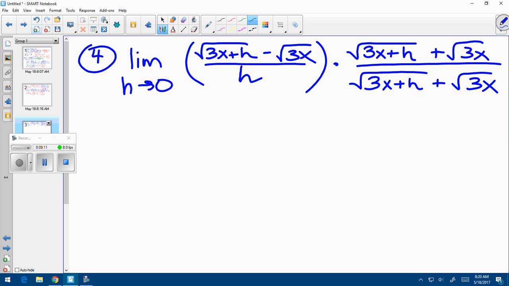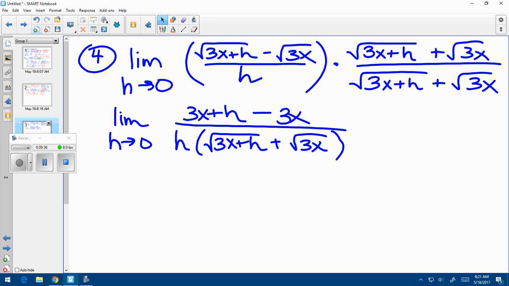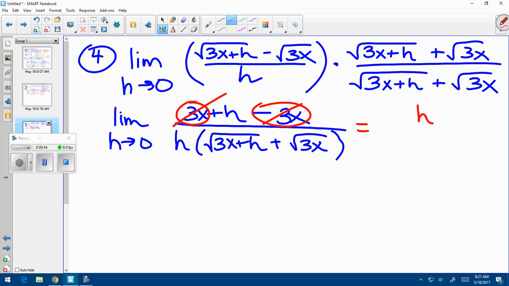Okay, so now on the top, when I multiply the first pair together, radical 3x plus h times another radical 3x plus h is 3x plus h, minus radical 3x times radical 3x is 3x. And the bottom is h times radical 3x plus h plus radical 3x. All right, so then on the top, you'll notice that we have 3x and -3x, so those cancel. So we get h over h times radical 3x plus h plus radical 3x.